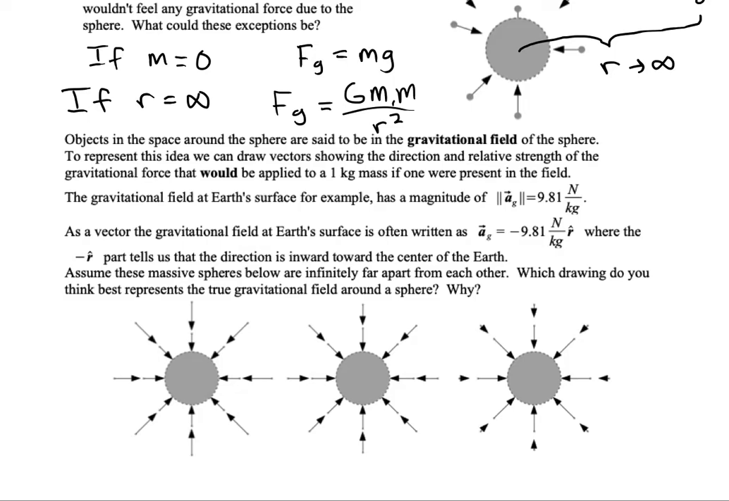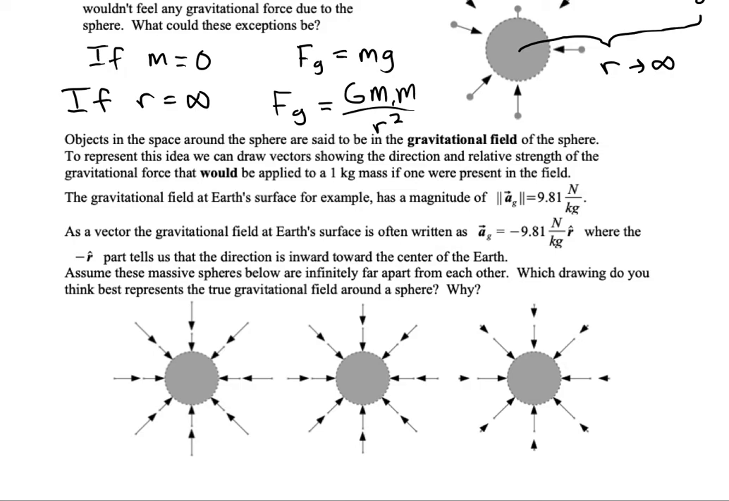So objects in the space around the sphere are said to be in the gravitational field of that sphere. To represent that idea, we can draw vectors showing the direction and strength of the gravitational force that would be applied to a kilogram mass if one were present in the field. In order to draw the field, you don't even have to have mass in that space. You can just draw the arrows regardless, showing how the mass would be pulled if it were there. So that's what these drawings are at the bottom here. These are gravitational field drawings.